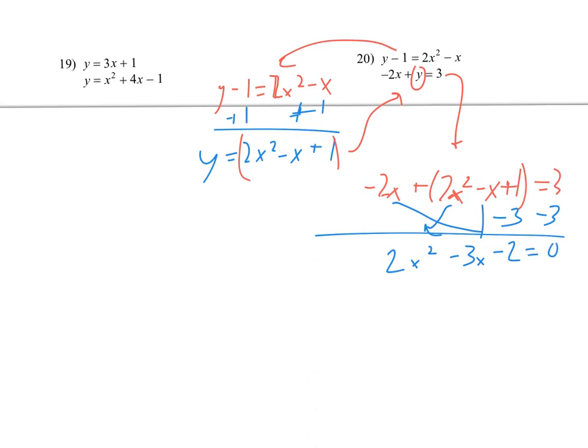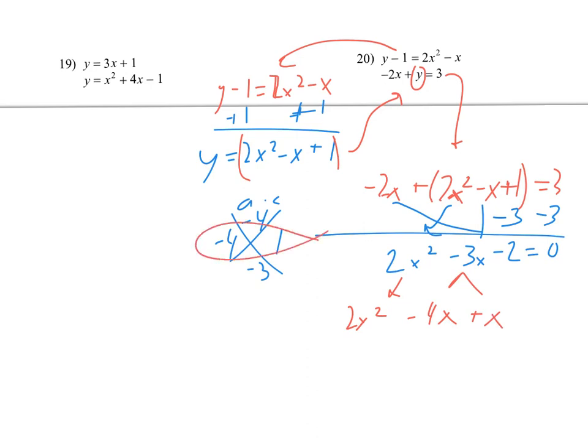This is all equal to 0, so now I'm going to factor. Think of two numbers that multiply to negative 4 and add to negative 3. So that's negative 4 and positive 1. However, since I have this 2x squared here, I need to do my grouping technique. So I'm going to split this up as negative 4x and positive 1x according to this. And then I'll put that negative 2 out there. And so now I'll group it up here.